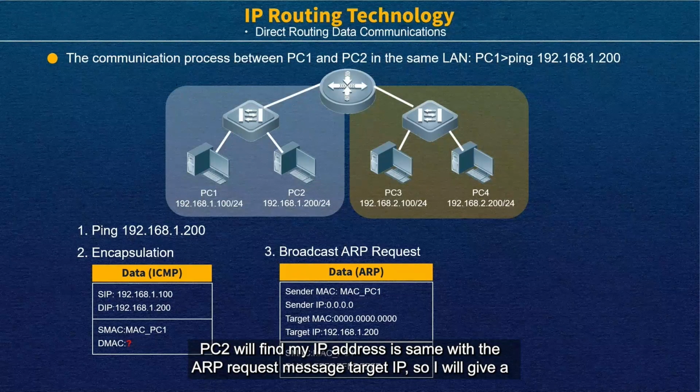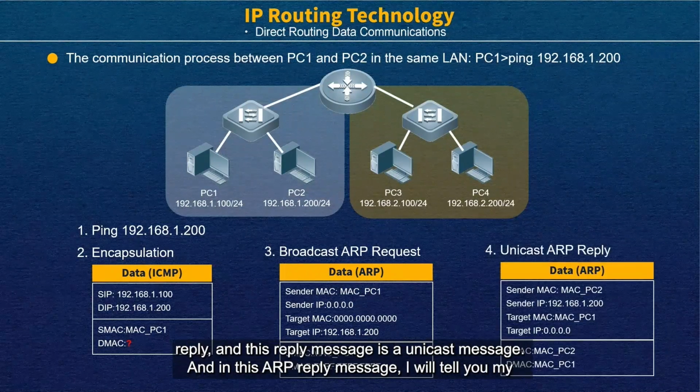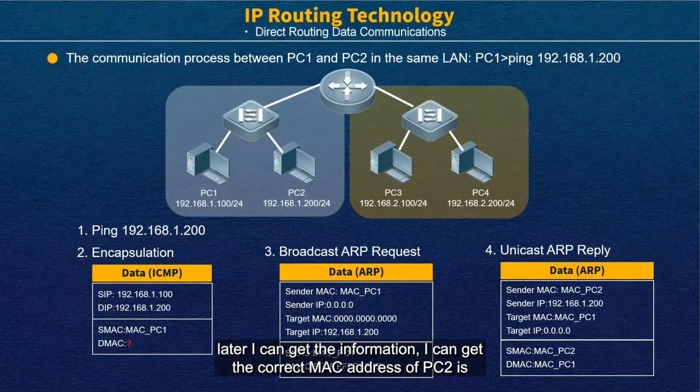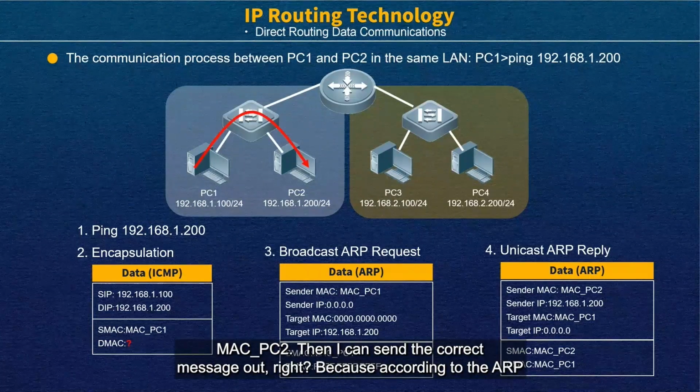Please tell me. This is the ARP request function. PC2 will find that my IP address is the same as the ARP request message's target IP, so I will give a reply. This reply message is a unicast message, and in this ARP reply message, I will tell you my MAC address is MAC address-PC2. After PC1 receives the ARP reply, it can get the correct MAC address of PC2. Then it can send the correct message out.